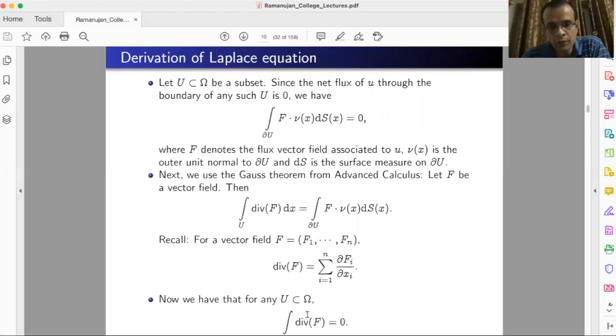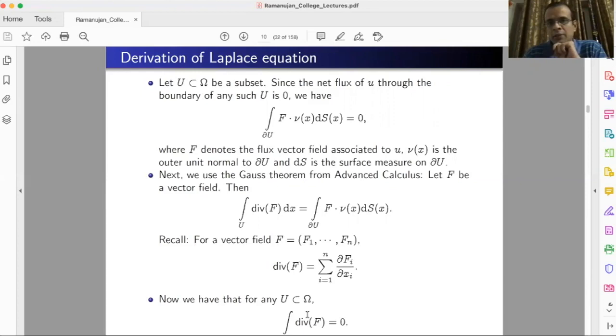Okay, so now what we have achieved is that the integral of the divergence of F over any subset of omega is equal to zero. Recall that we actually did something similar in the transport equation in the 1D case as well. We claim that from here, the divergence of F itself is equal to zero. There we claimed that du by dt plus df by dx is equal to zero because it is true for any x1 and x2. So here, since this is true for any U contained in omega, then the divergence of F itself is equal to zero.